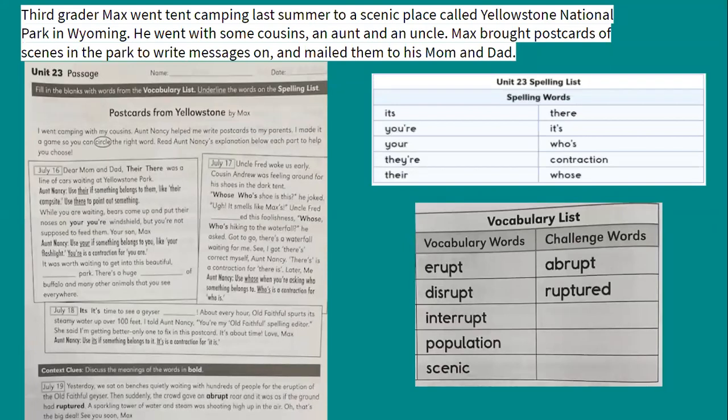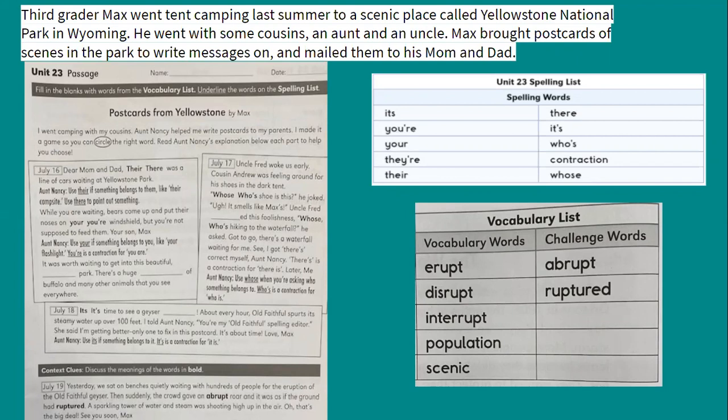In this story, 3rd grader Max went tent camping last summer to a scenic place called Yellowstone National Park in Wyoming. He went with some cousins, an aunt and an uncle. Max brought postcards of scenes in the park to write messages on and mail them to his mom and dad.